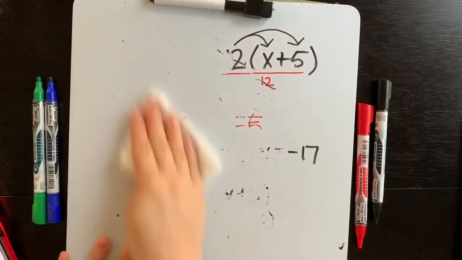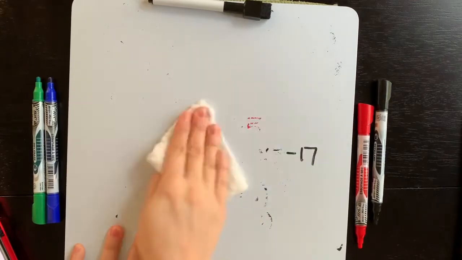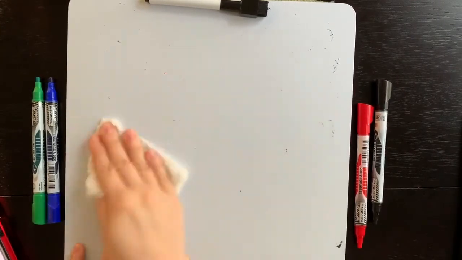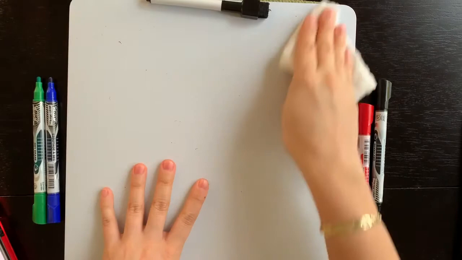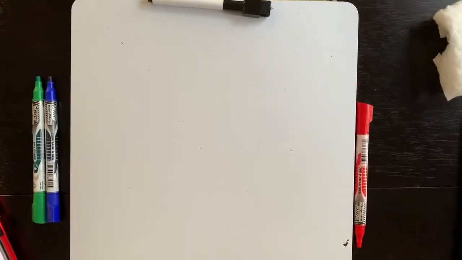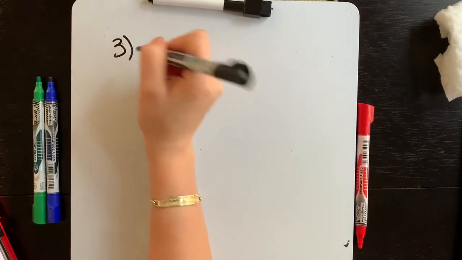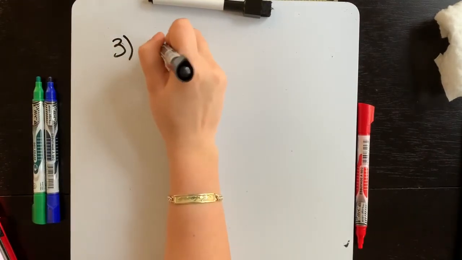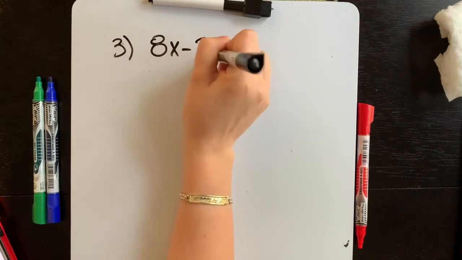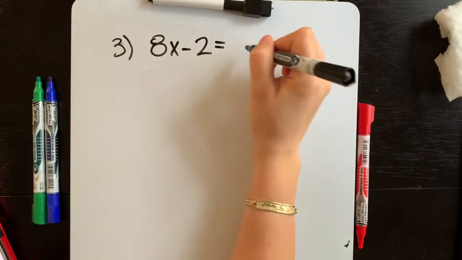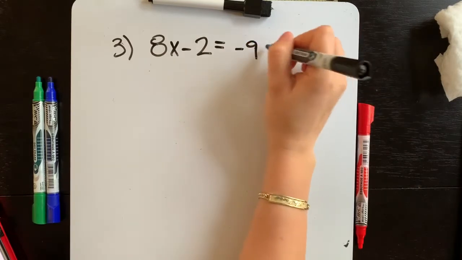Okay, we'll do the last one, which is the multi-step, meaning it takes multiple steps to get to our answer. So in this one, we're going to try to do, let's do a challenging one. Let's do question 3, which states 8x minus 2 equals negative 9 plus 7x.